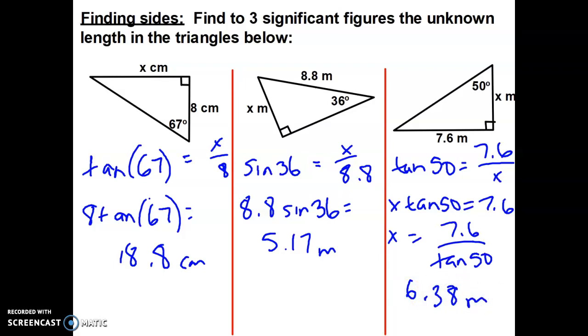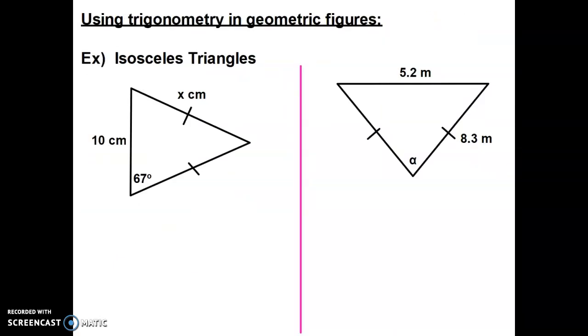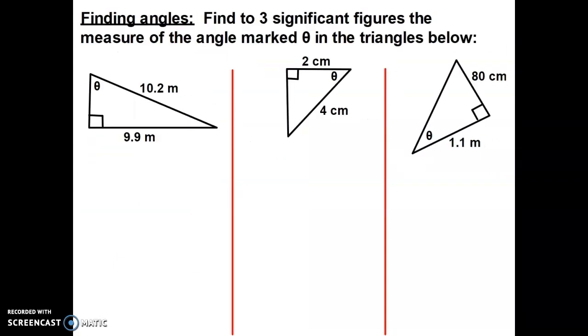Okay, so let's see what happens when I'm trying to find degrees. So in this case, I'm looking for theta, and what I have here is the opposite and the hypotenuse. Opposite and hypotenuse is sine. Opposite over hypotenuse. Okay, so I can't divide by sine or anything like that because sine goes with that angle. So I'm going to have to do the opposite of sine.